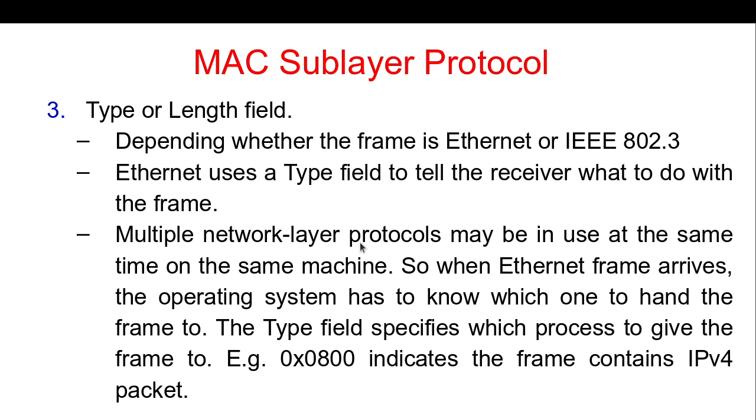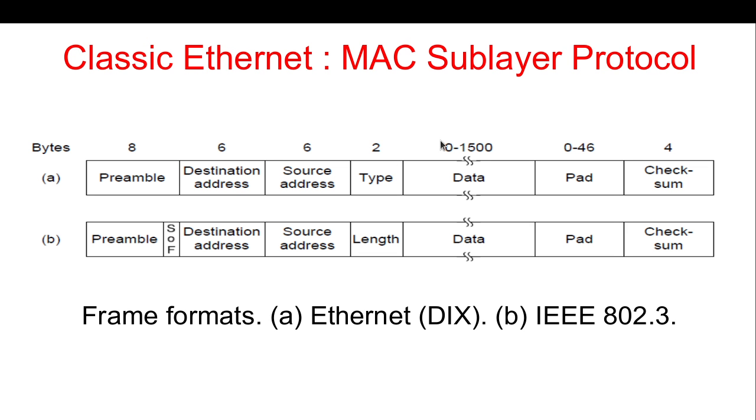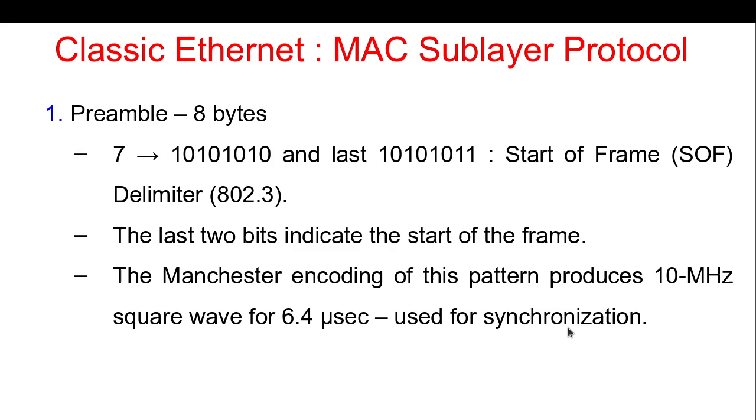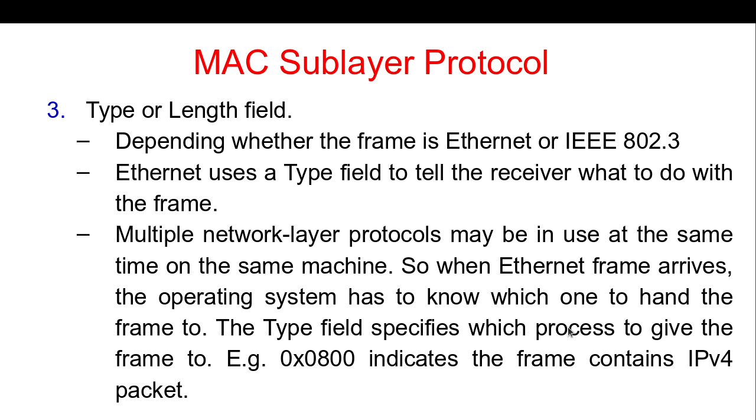The next is the type or length field. As we can see here, in the case of Ethernet, it is called type, which is 2 bytes, and length is also 2 bytes, which is used in IEEE 802.3. So in the case of Ethernet, it is used as the type field.